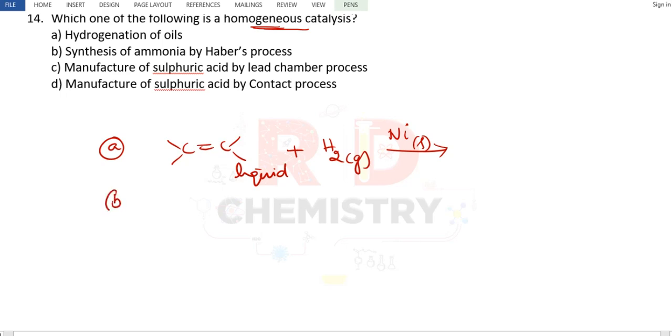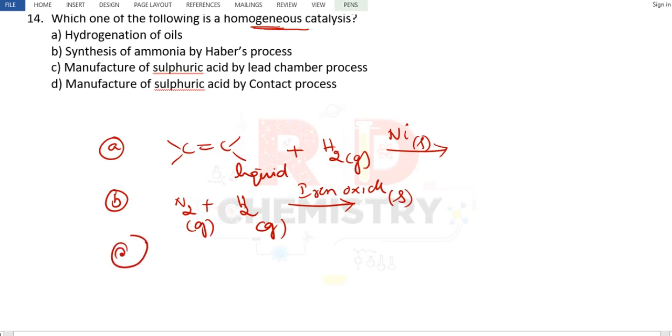Next one, B, synthesis of ammonia by Haber's process. Nitrogen gas reacts with hydrogen gas in the presence of an iron oxide catalyst. Nitrogen is a gas, hydrogen is a gas, and iron oxide is a solid. Again, it is a heterogeneous catalysis.